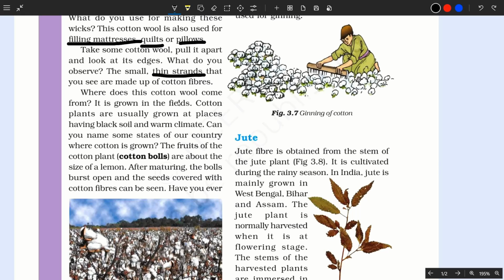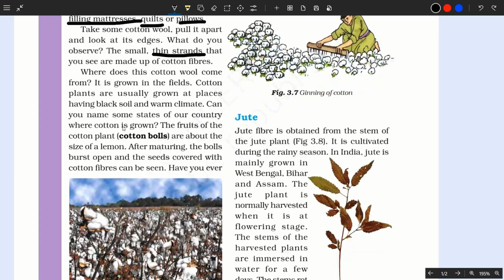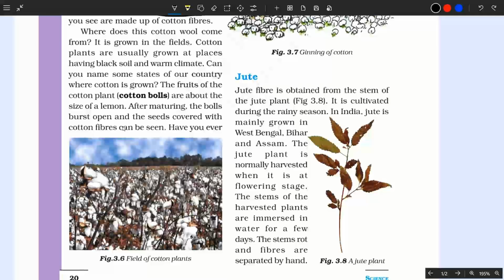Where does the cotton wool come from? It comes from a tree. It is grown in a field. Sorry, plant. The cotton comes from a plant. It is grown in the fields. Cotton plants are usually grown in places having black soil. You have to observe this.